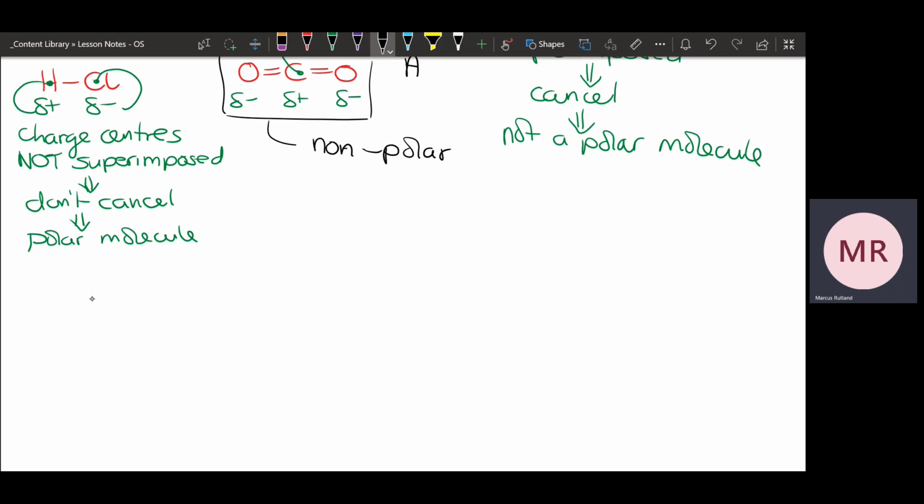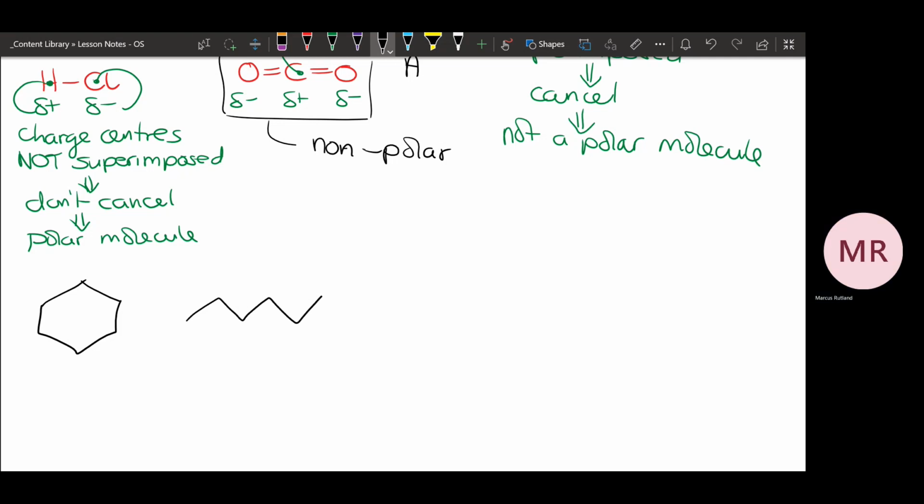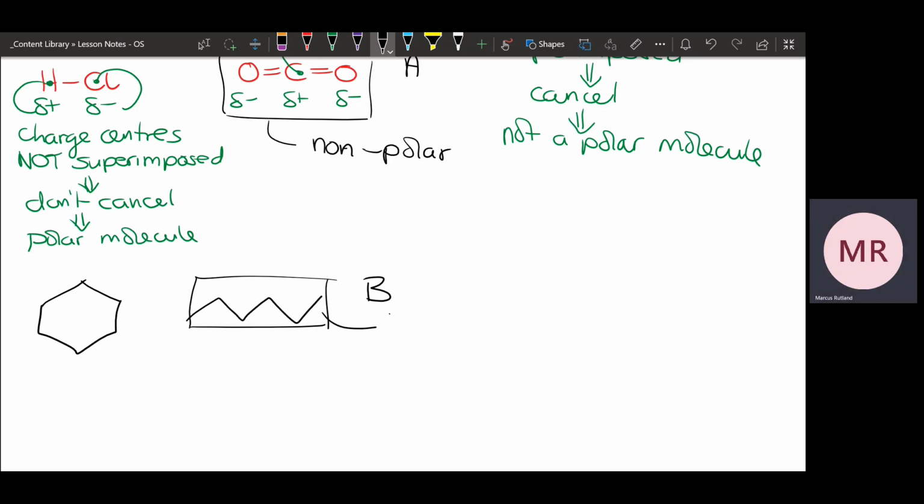How about if you have this molecule and this molecule? Pause the video, have a think. And here the answer would be B. So this is the higher boiling point.